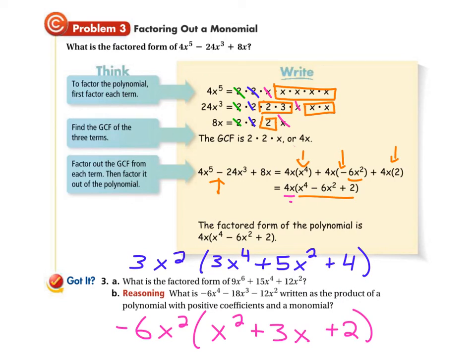This video took a while, but I think that it's fairly straightforward as long as you understand how to take something like this and break it up into its prime factors. If you can do that, then you can see what they all have in common and identify the greatest common factor, and then see what's left. Okay, good luck.